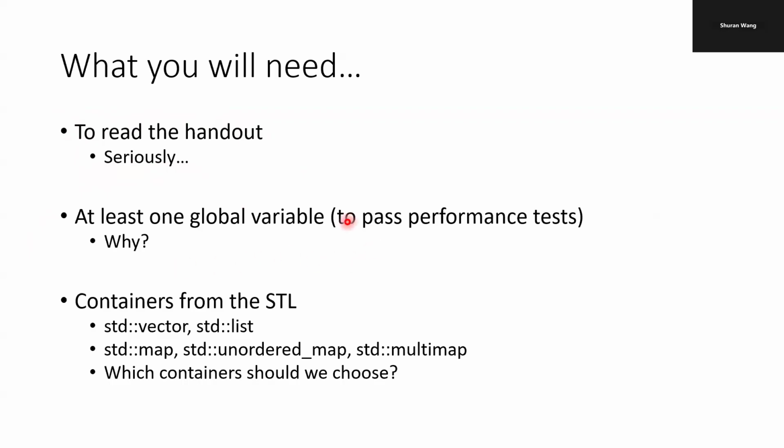You will need at least one global variable to pass the performance tests. You can test this statement by trying to pass the performance tests in other ways, but most of the time, you will need at least one global variable. And for this global variable, you should choose the containers from the STL to store them based on your need.